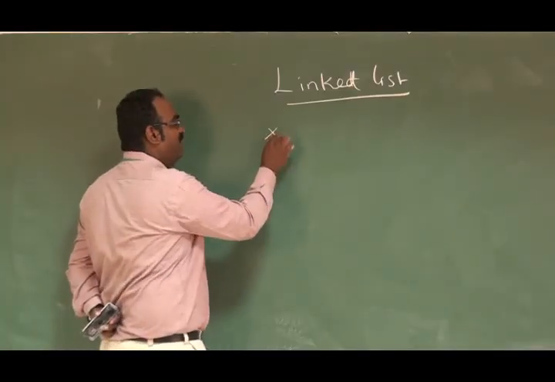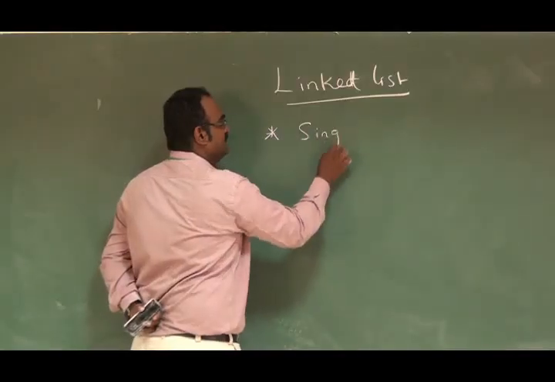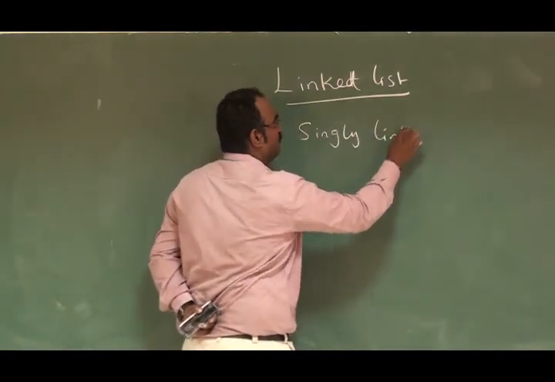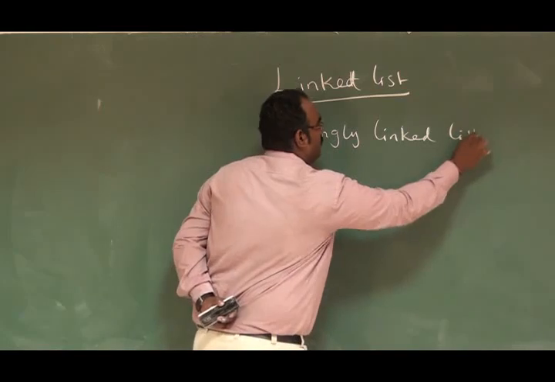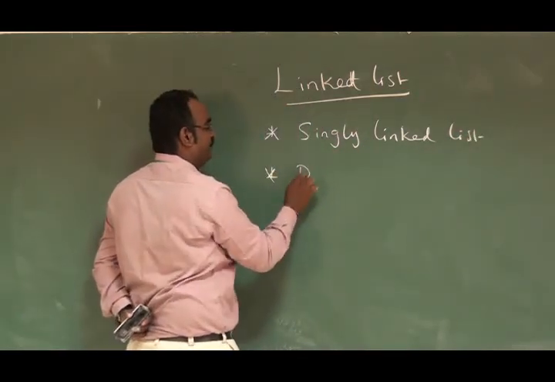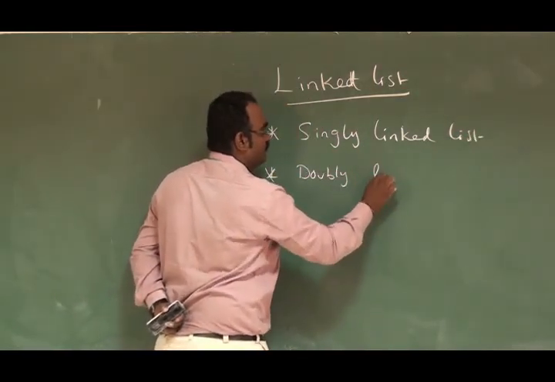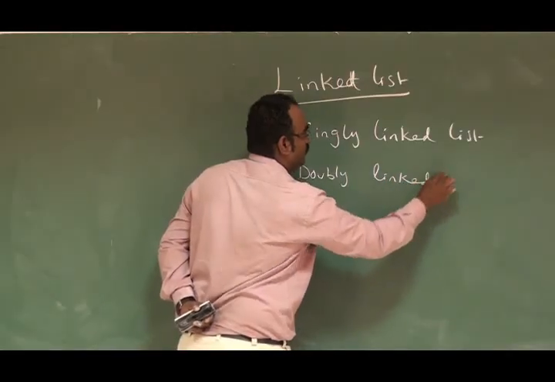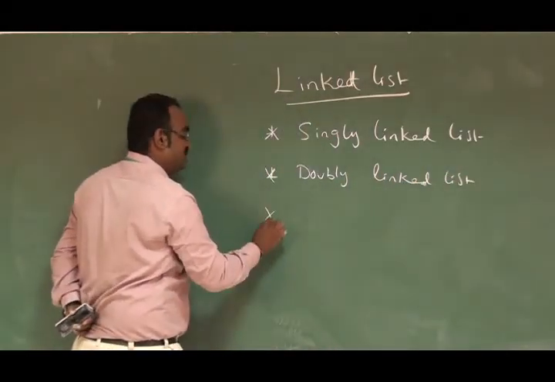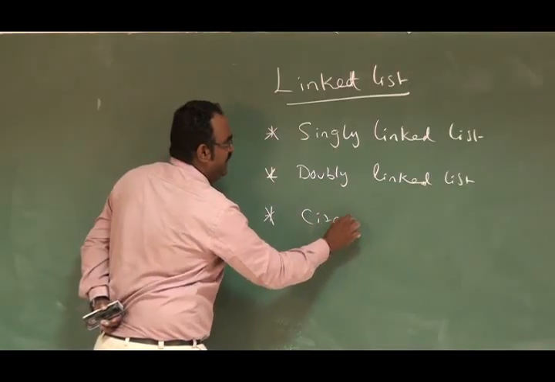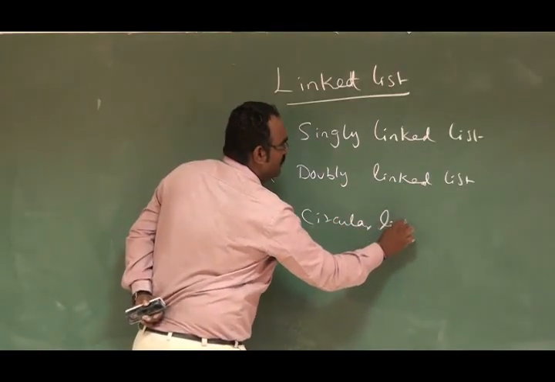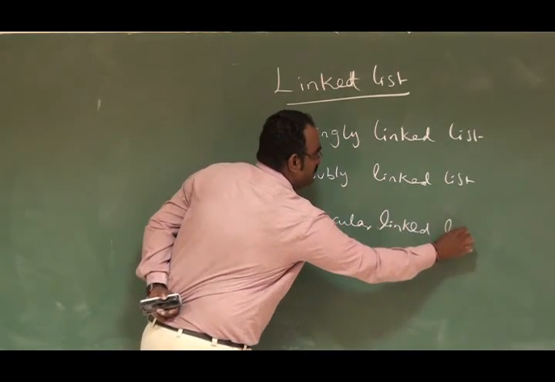So what are the types of linked list? It's a singly linked list, then a doubly linked list, then a circular linked list. So three kinds of linked list are there: singly, doubly, and circular linked list.